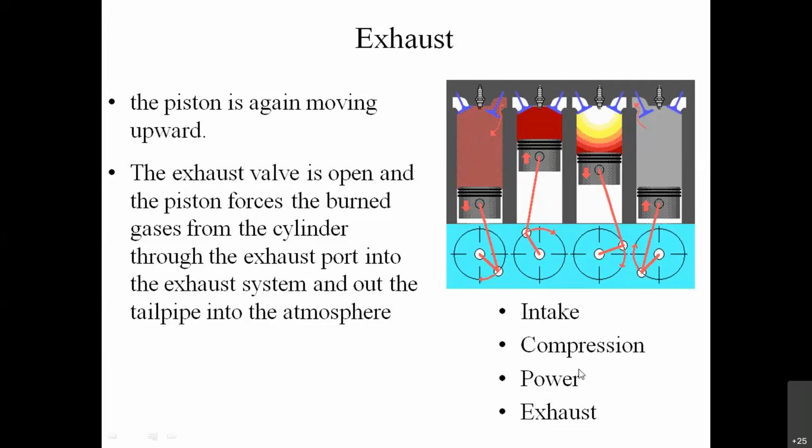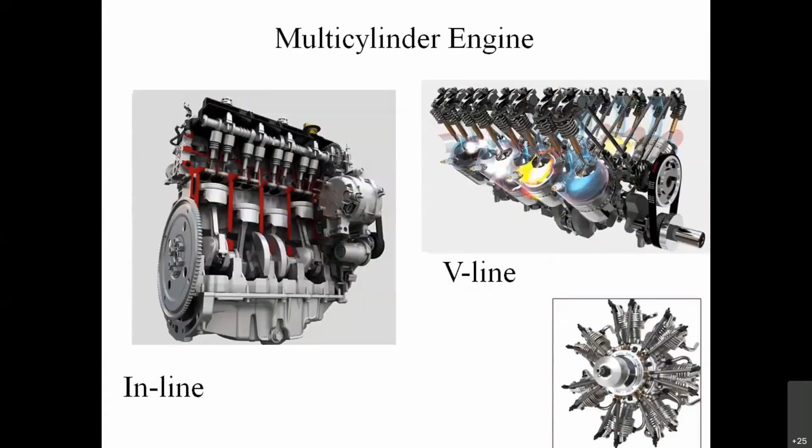So that is the difference, and both SI and CI engines used in cars work on the 4-stroke principle. So this is how your engine works. These are various models of the engines, which are known as multi-cylinder engines.